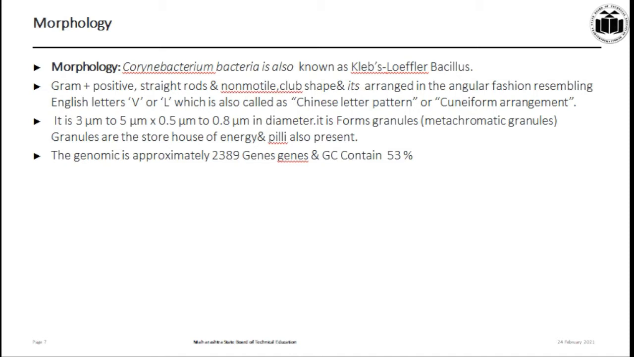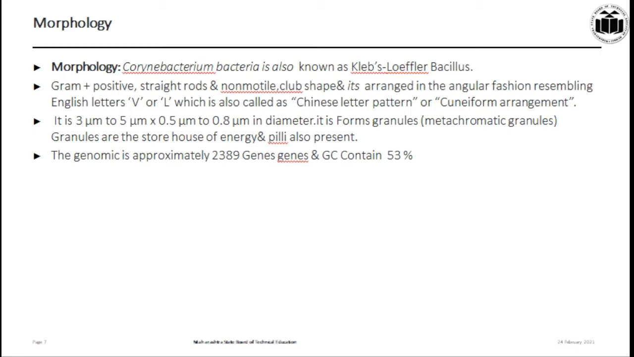These bacteria are also known as Klebs-Loeffler bacilli, which are straight rod like structures, non-motile, with a club shaped arrangement, and they also have the ability to produce granules, and the granules which are produced help it as a storehouse for energy.